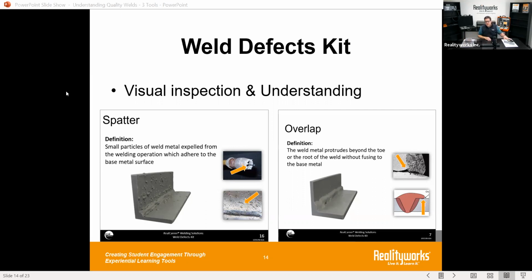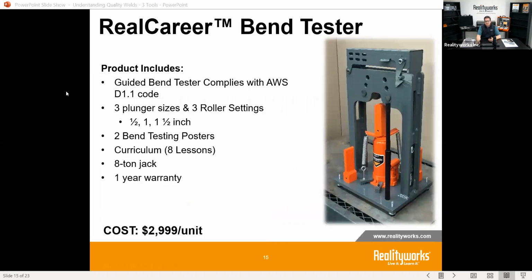What's the defect? Allowing you to go back and forth and having your students be able to do that with these different kits, allowing your students to gain understanding of proper welding, and then also let them do that learning, let them do that understanding.